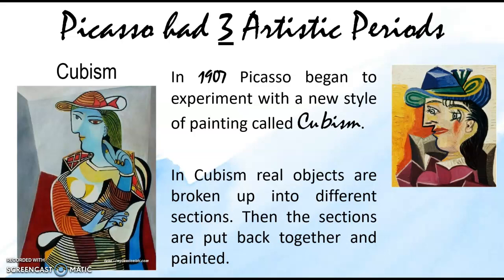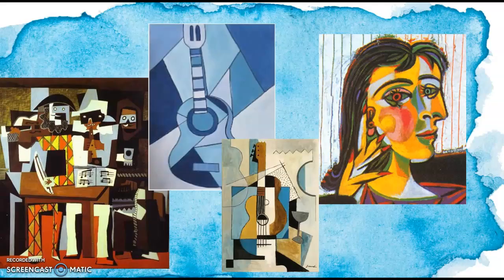This is why we see eyes that don't line up, or noses that are on the side of the face, or fingers that don't really look like they're in the place they normally would be on a hand. We can still tell they're people, they just kind of look a little shattered and reconfigured. These are examples of his Cubist artwork.